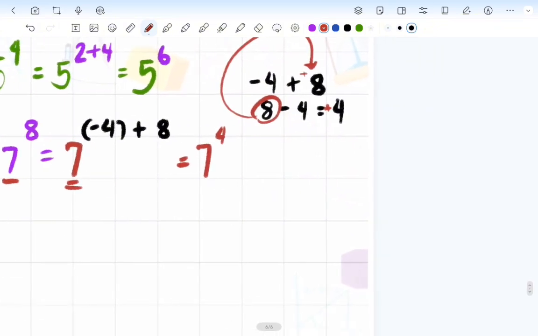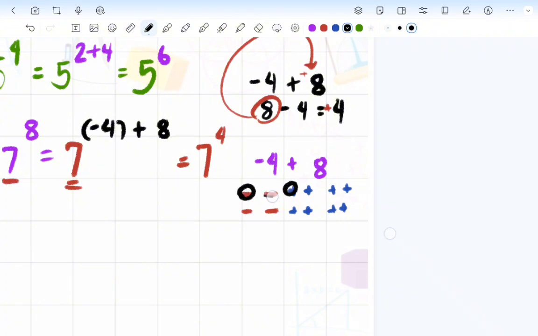Now, we can also do it like this. We have negative 4 plus 8. We have 4 negatives: 1, 2, 3, 4. And we have 8 positives: 1, 2, 3, 4, 5, 6, 7, 8. We are going to pair negative and positive together and take them out of the equation. Negative, positive, a pair. Negative, positive, another pair. Negative, positive, and the last pair will be this one. What do we have left? Only positives. And how many positives do we have? 4. So negative 4 plus 8 is equal to 4.